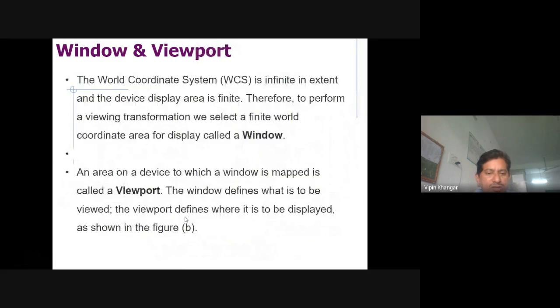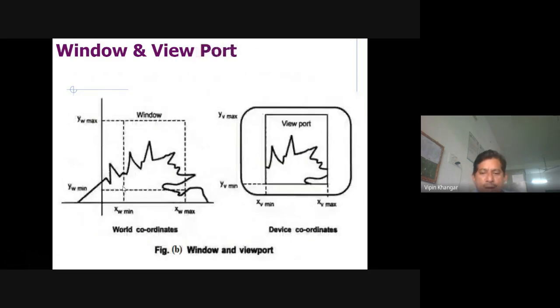This we have already seen. This is called the window, and it is going to be mapped onto our display device. We will see the display after clipping with respect to these boundaries.